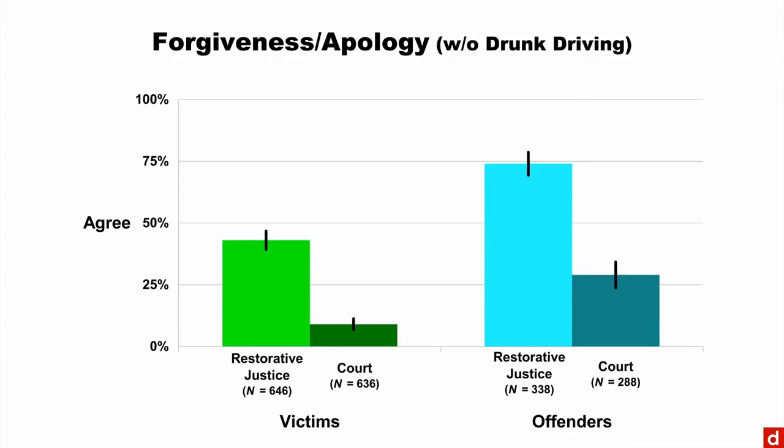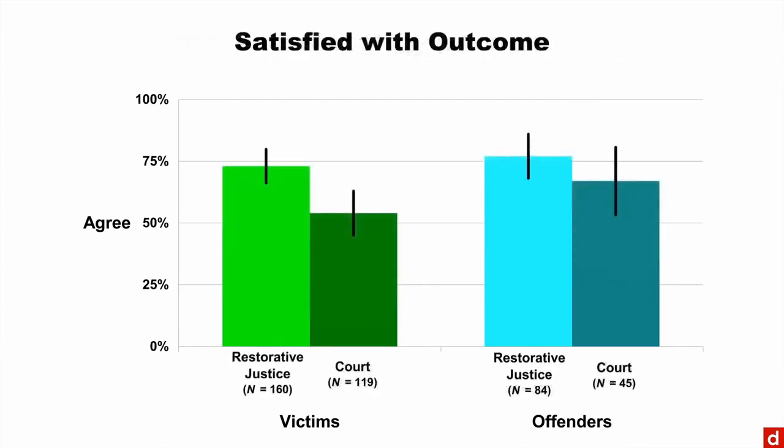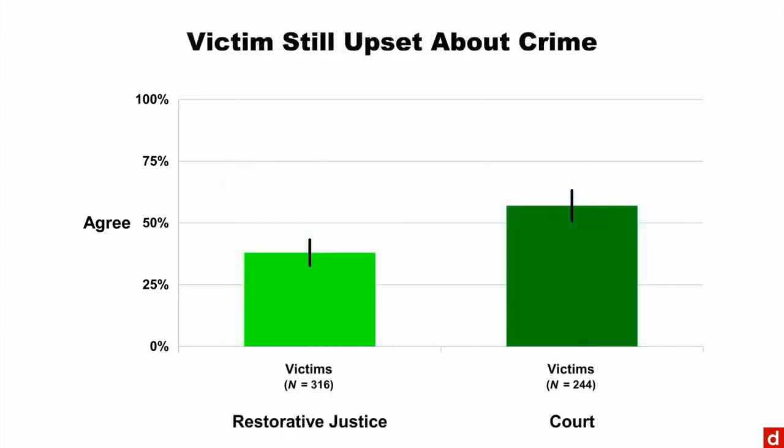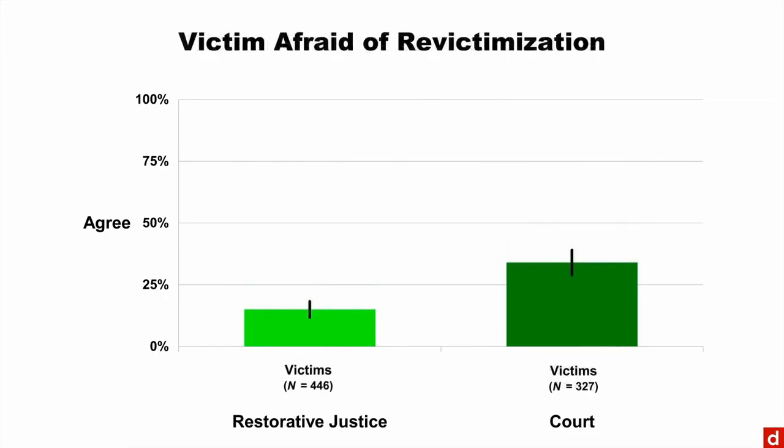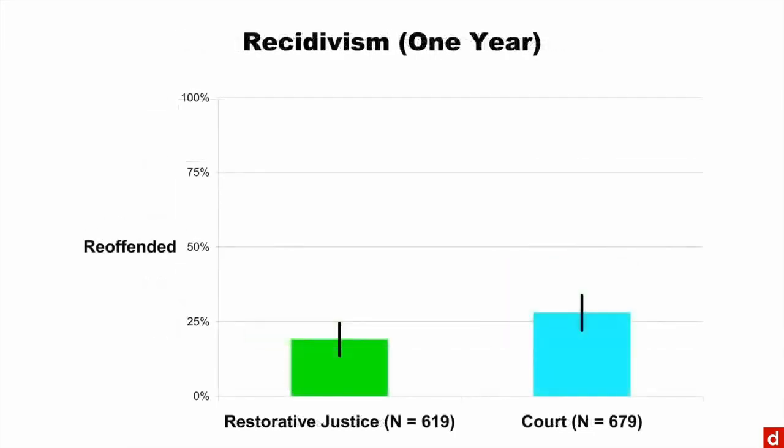And then we can go to whether a person's satisfied with the outcome. Again, we see an advantage for restorative justice. Whether the victim is still upset about the crime, now the bars are a little different. And whether they're afraid of re-victimization, that's over a 2-to-1 difference. And then finally, recidivism for offenders or reoffending. And you see a big difference there.